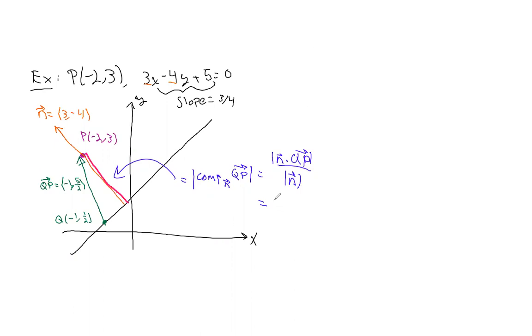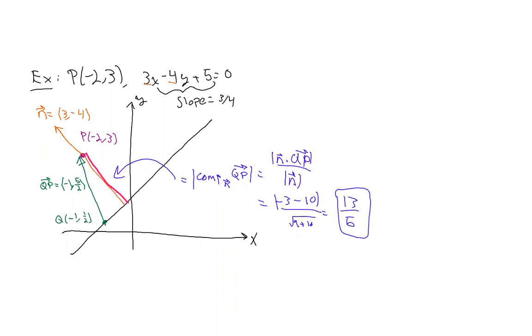And if you do that, what do you get? What you're getting is 3 times -1, so in other words, the absolute value of -3 minus 4 times 5/2, so in other words, minus 10 over the magnitude of n, which in this case, with (3, -4), is the square root of 9 plus 16. So that's 13 over 5. That's our distance. That's the distance from this point to that line.